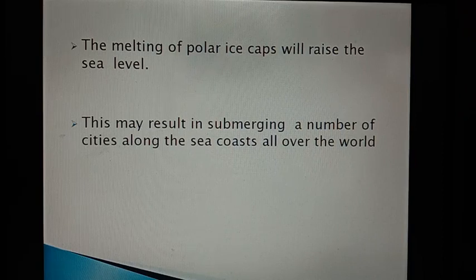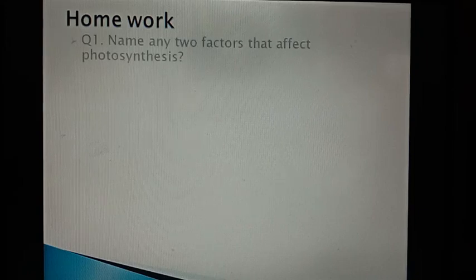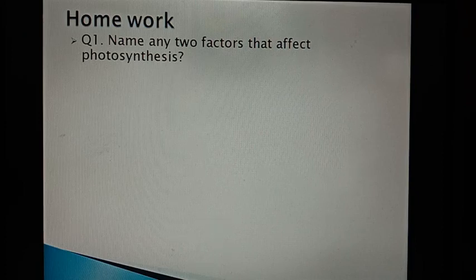For today's session, I have selected some questions, and these questions you are supposed to do in your copy. Very first question: name any two factors that affect photosynthesis. So you just need to name any two factors. So many factors you have studied. So any two factors you need to name that affect the photosynthetic process.